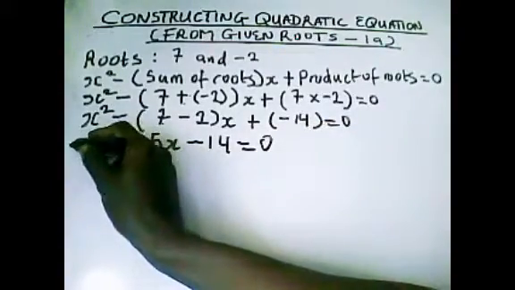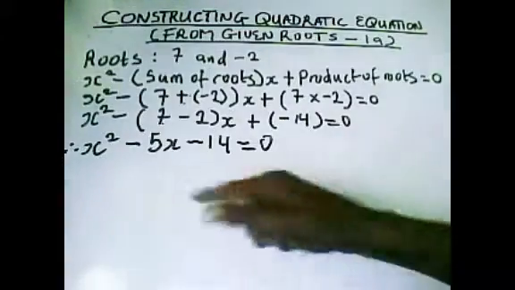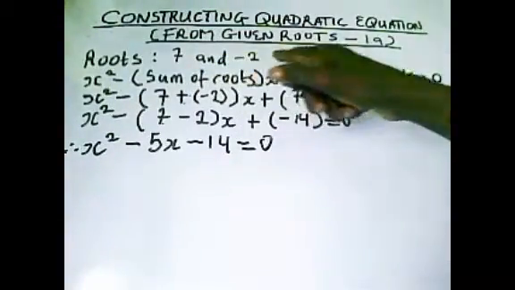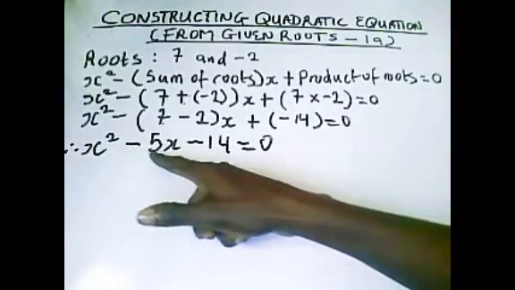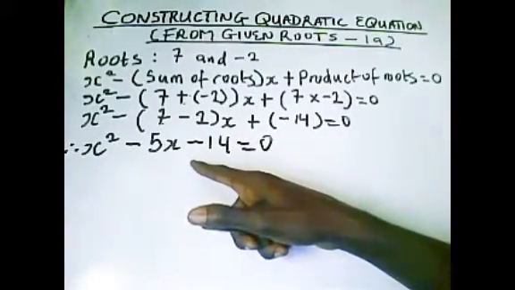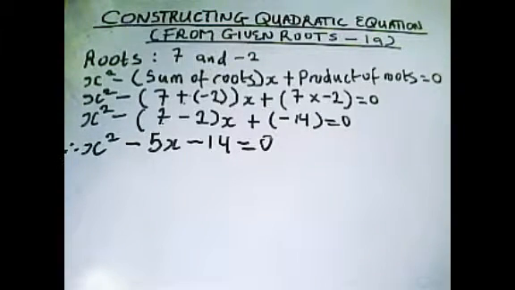So we can therefore conclude that the quadratic equation whose roots are 7 and -2 is x squared minus 5x minus 14 equals to 0. So there you have it. That is the answer to this question.